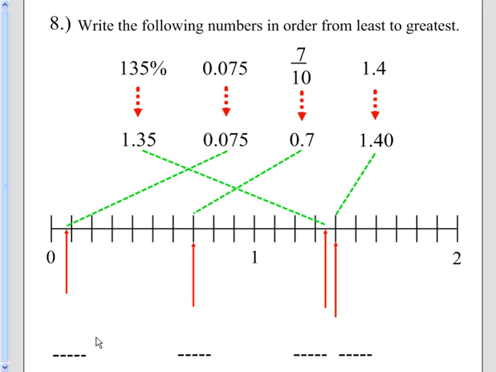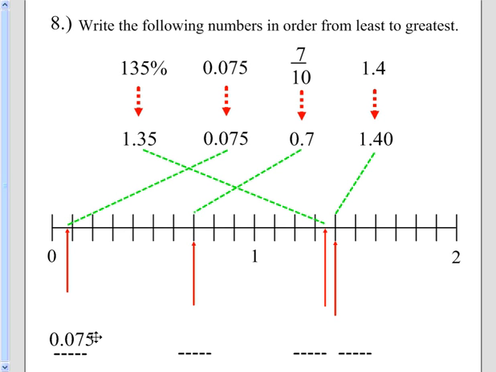At the bottom, let's put these numbers now in order. We have 75 thousandths, 7/10ths, 135%, and 1 4/10. Is this the order that we're asked to place them in? Yes, it is, because the question asks us to put them in order from the least to the greatest, from the smallest to the biggest. And that is the order that we place them in down here below, and that's the answer to question number 8.